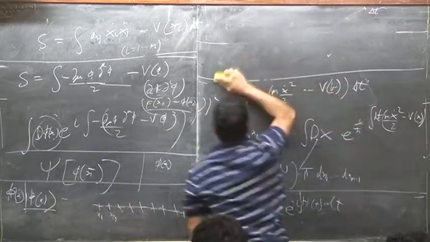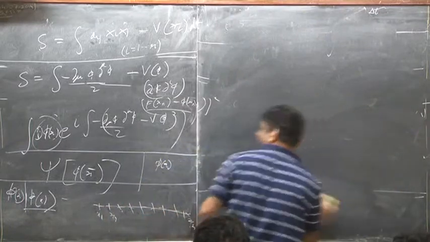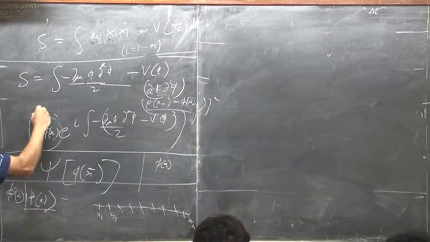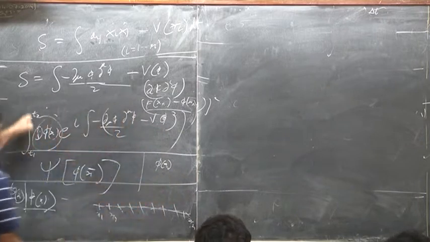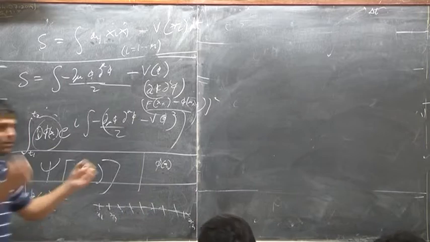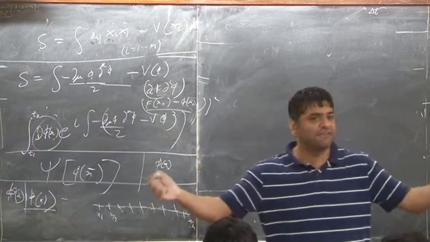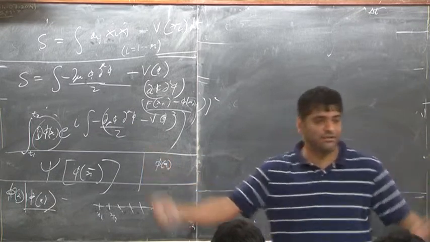I was a little cavalier in the boundary view. So this object, let's say I integrate from time t1 to time t2. Now, in order to make this well-defined, I need boundary conditions on this integral, just like in quantum mechanics, in order to make the path integral well-defined, I need the boundary conditions at initial and final times. I need to say what x was at initial and final time.